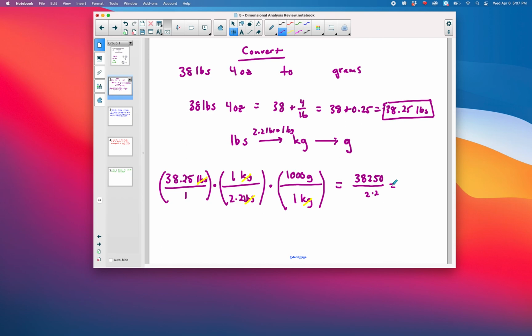38,250 divided by 2.2. And we get, if someone's 38 pounds 4 ounces, they weigh 17,386 grams, roughly. Okay. So I used the units to figure out what to do with the numbers. So you just line them up, multiply across the top, multiply across the bottom, and then divide when you're done to get your answer. And I know that my answer is in grams because it's the only unit that is left that did not cancel. Okay, let's do a harder question.